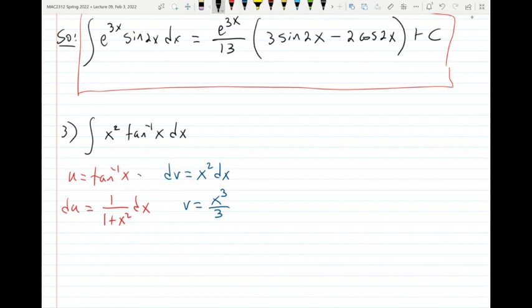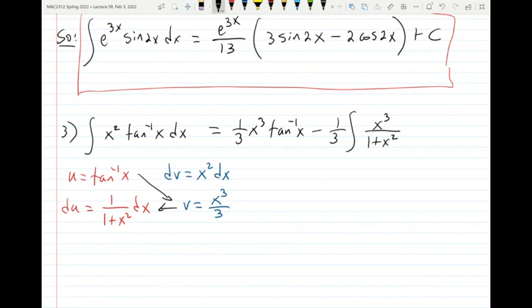All right. So now we do uv. So that will be 1 over 3 x cubed arctangent, minus the integral of v du. So v du. That's okay. I'm going to pull out the 1 over 3, and then we get x cubed on top, and then 1 plus x squared.